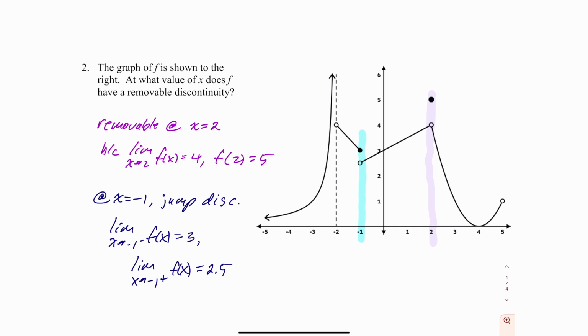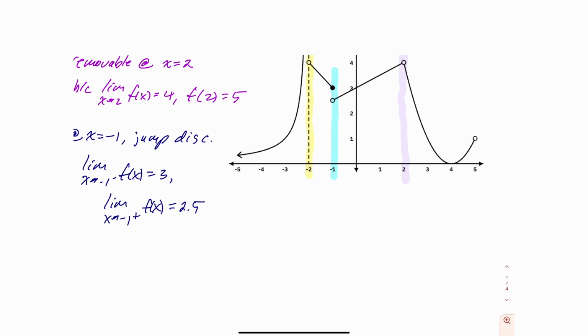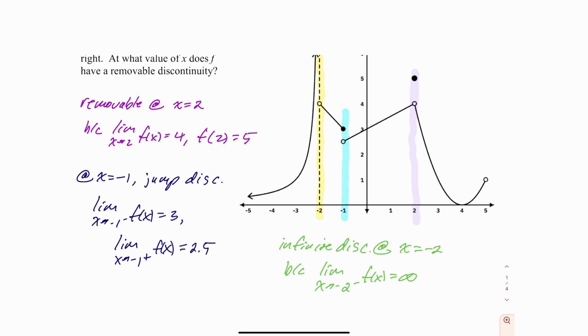And there's a final type of discontinuity here. So this is going to be, so it's an infinite discontinuity. I usually use disc at x equals -2, and my reason would be because the limit as x approaches -2 from the left of f of x is infinity. So when you're dealing with an infinite discontinuity, you just need the limit from the left or the right to be infinity or -infinity, and you are done. That's going to have to be an infinite discontinuity.